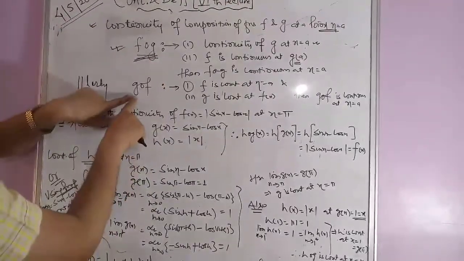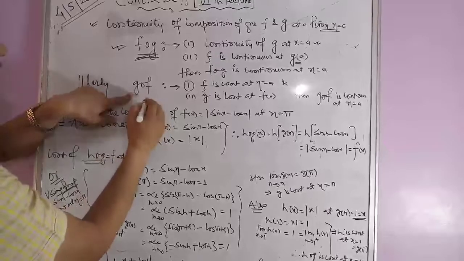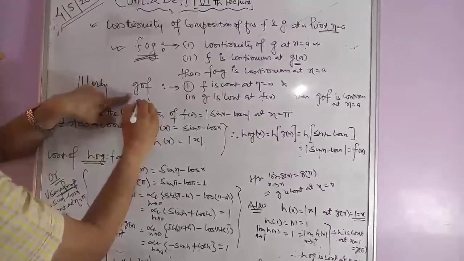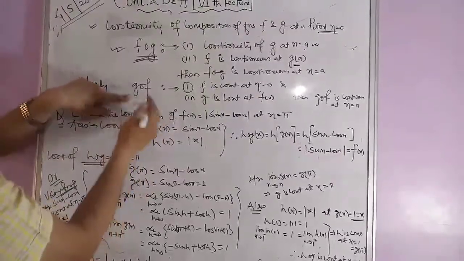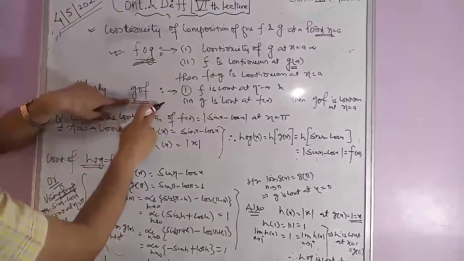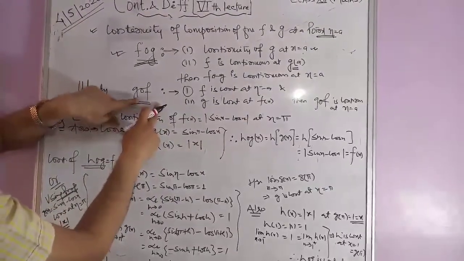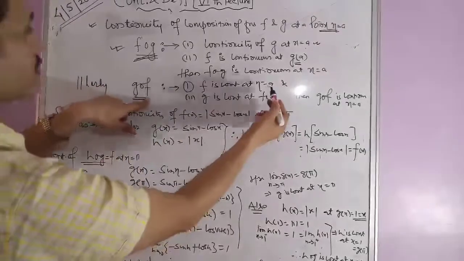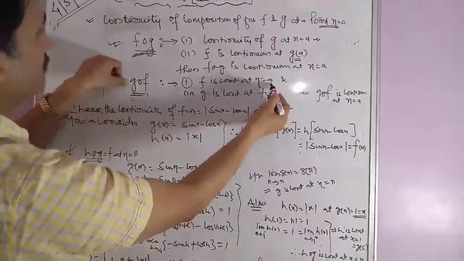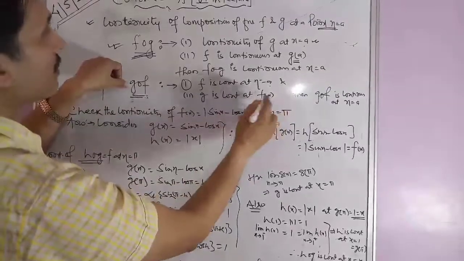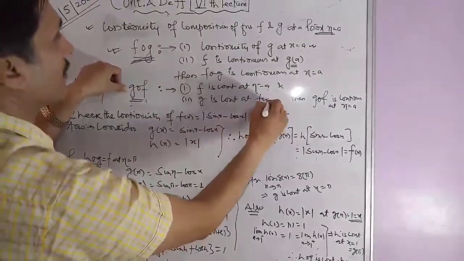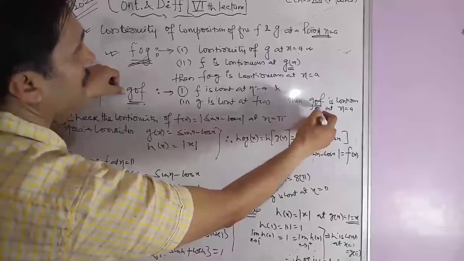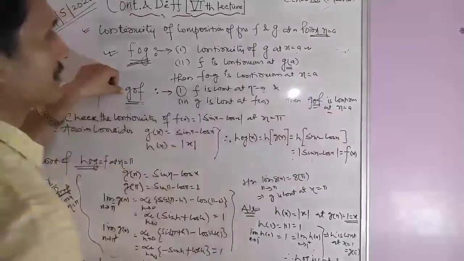Similarly, for the composition of g and f, here this is the first function, here the second function. For the composition gof at x equal to a, we first check continuity of f at x equal to a and continuity of g at x equal to f(a). Then this composition function is continuous at x equal to a.